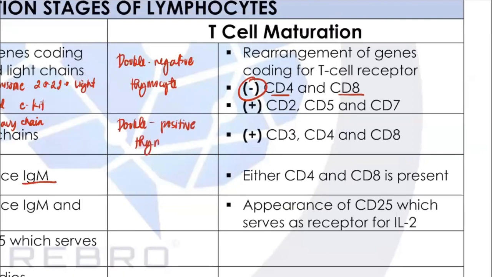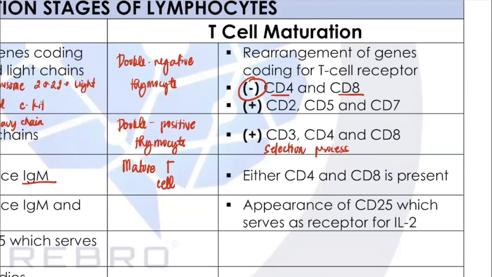Okay? So meron na siyang CD3, CD4, and CD8. Thus, this is where the selection process is happening. Okay? Then we now have mature T cell, and yung mature T cell natin can only be CD4 positive or CD8 positive. Okay? So nagiging CD4 positive siya if it recognizes an antigen along with class 2 MHC. Nagiging CD8 siya if it recognizes antigen along with class 1 MHC.